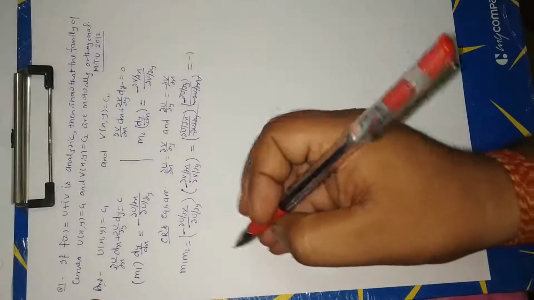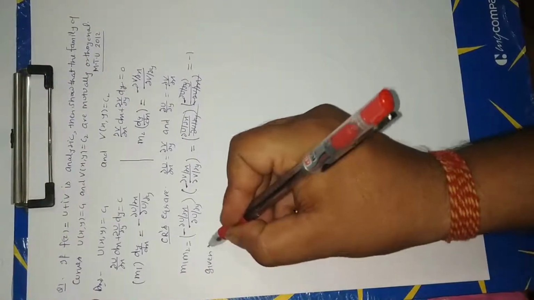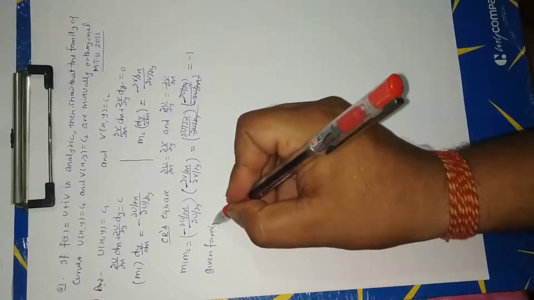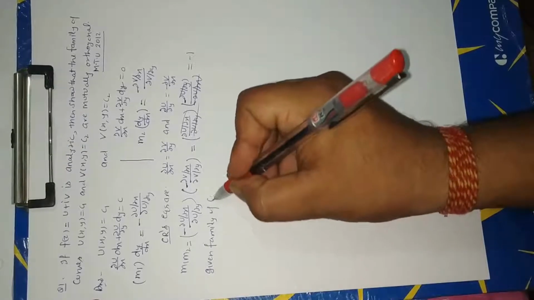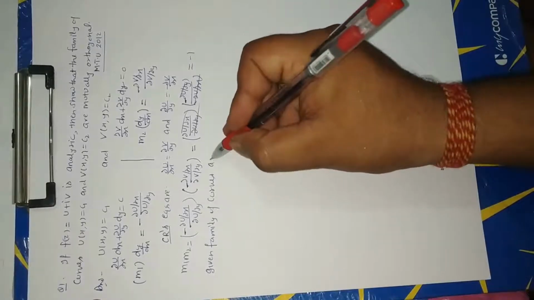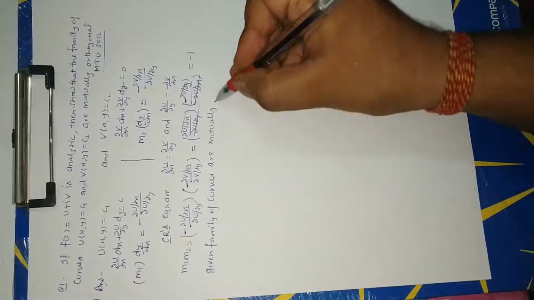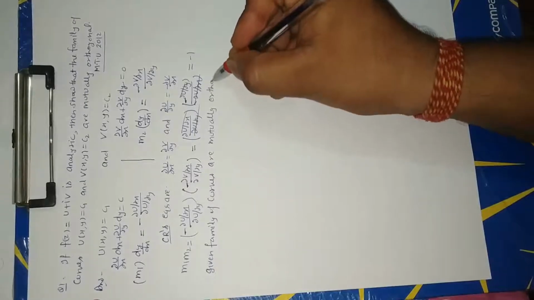Now the given family of curves are mutually orthogonal.